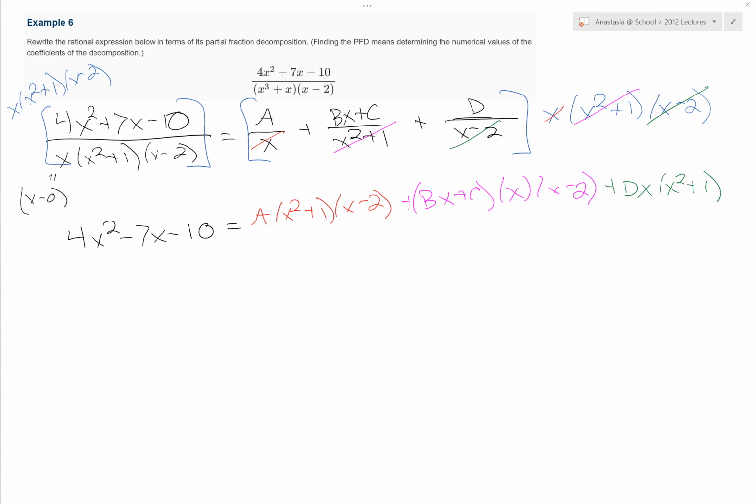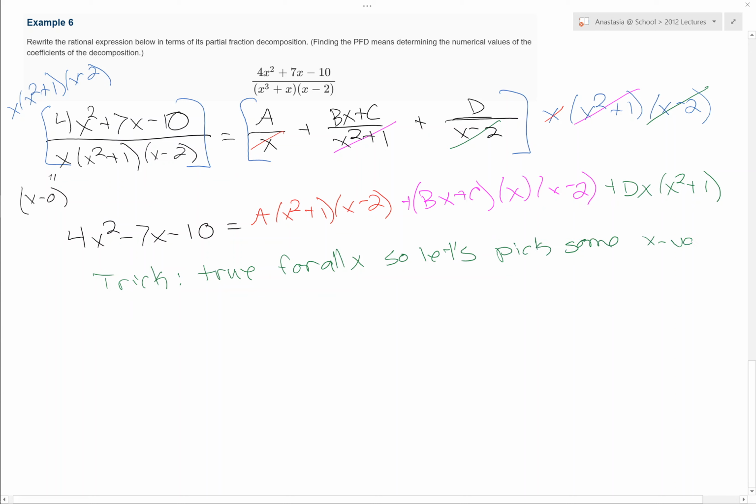Okay, well, from here, we could continue the process of, as we've seen before, we would distribute all of the things on the right, combine our like terms, set up our system of equations, and so on and so forth. But to save us some time, we are going to apply a little trick here. This equation is true for all x. So let's pick some x values that simplify it.